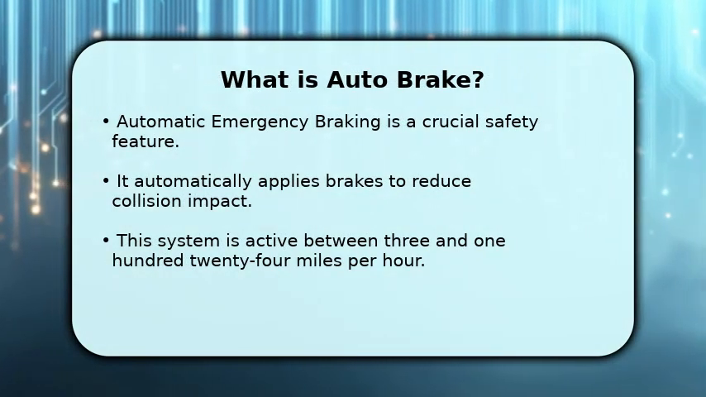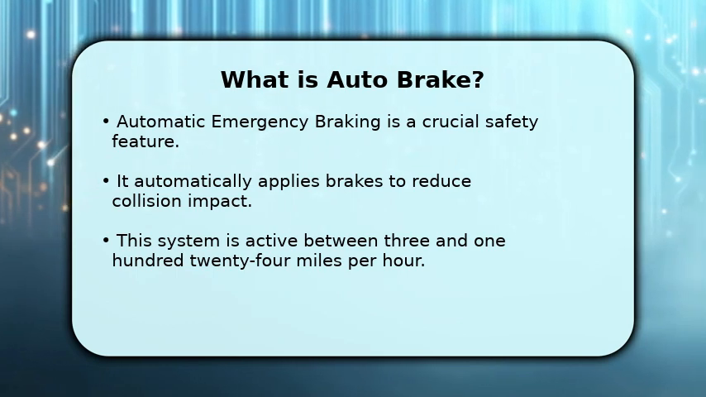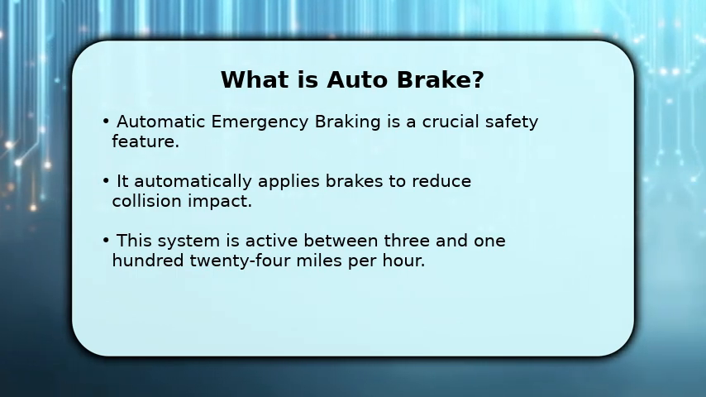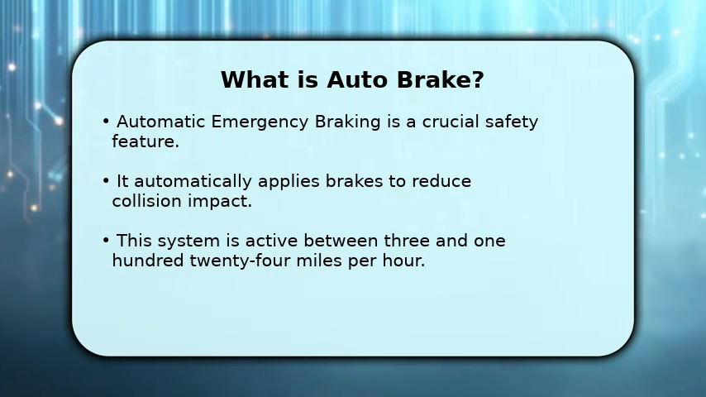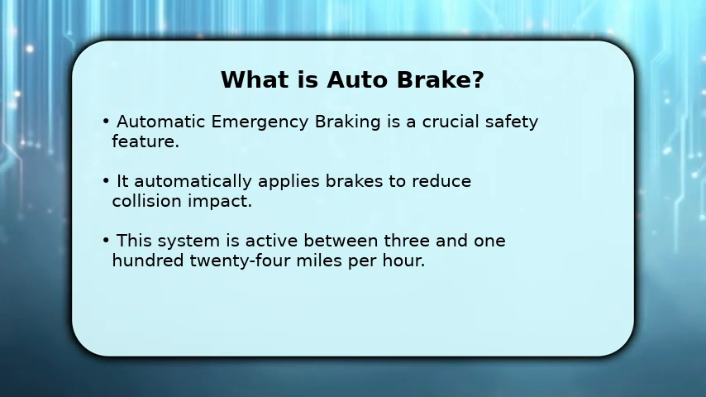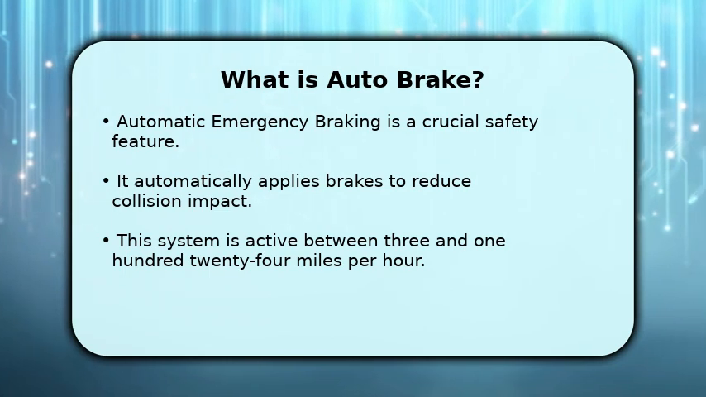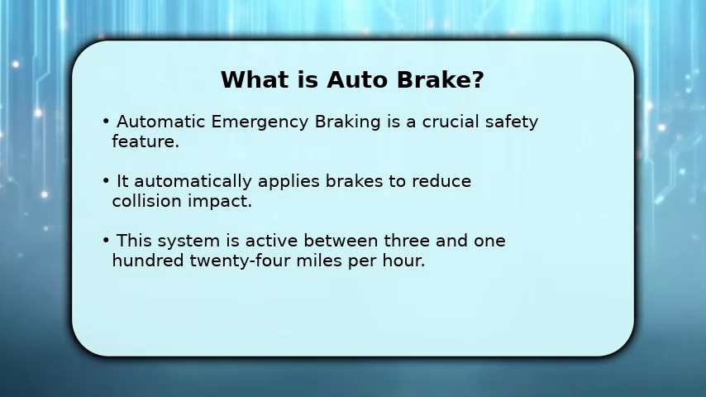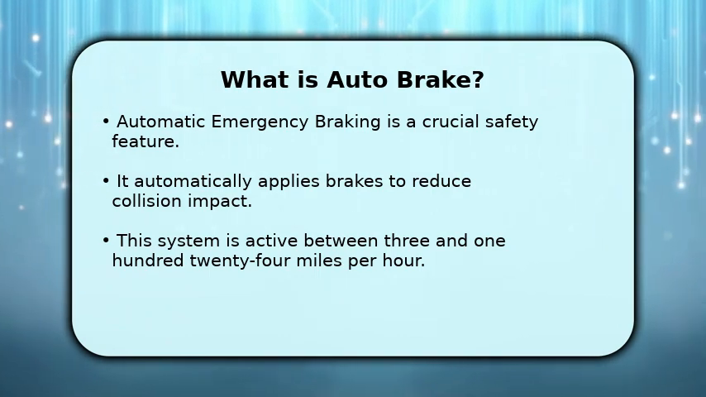Automatic emergency braking, or AEB, is a core safety system in your Tesla. Its primary function is to automatically apply the brakes if a frontal collision is deemed imminent, helping to reduce the severity of an impact. This system operates when your vehicle is traveling between approximately 3 miles per hour and 124 miles per hour, providing an extra layer of protection during your drives.